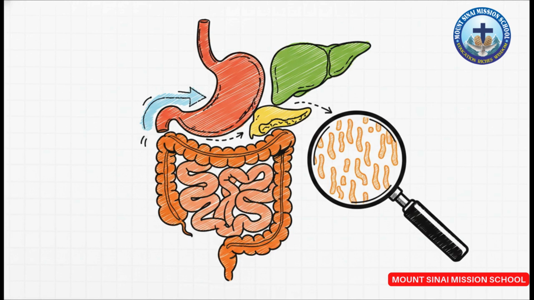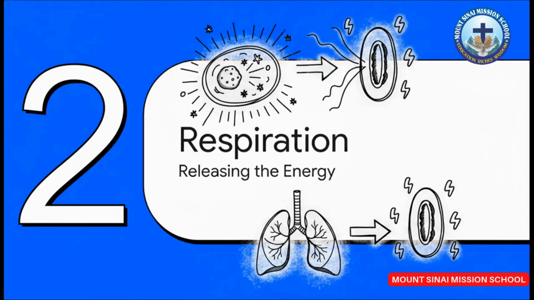Finally, the whole mixture reaches the small intestine, where tiny finger-like projections called villi massively increase the surface area to absorb all that perfectly digested food straight into your bloodstream. It's basically a highly optimized chemical processing plant right inside your belly. Moving right along to pillar number 2, respiration, releasing the energy.